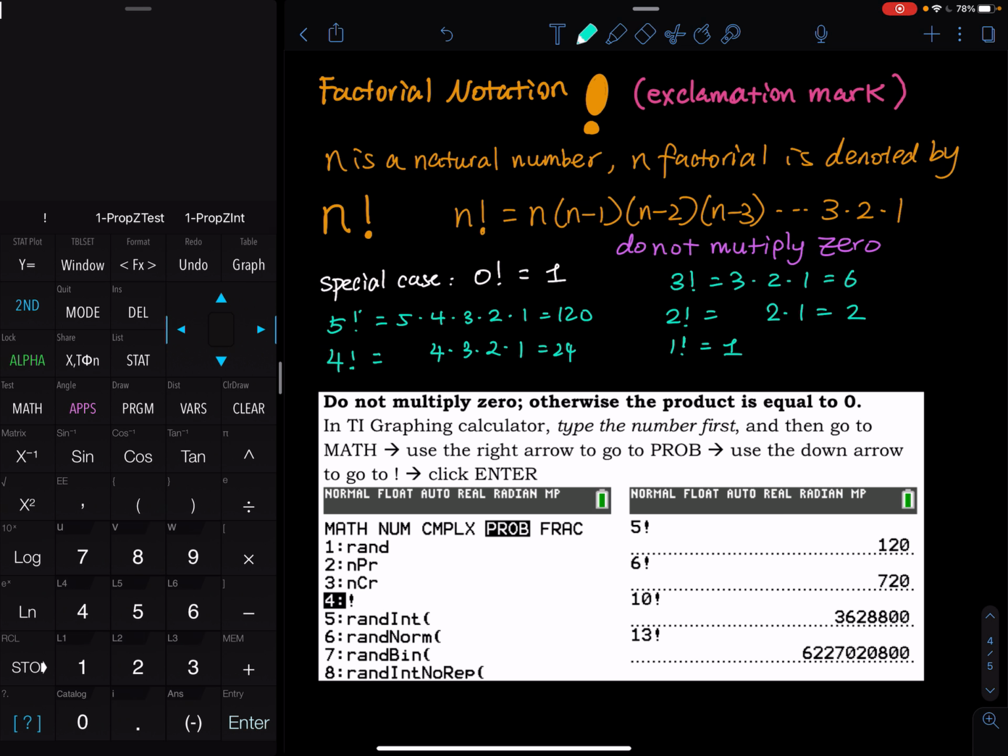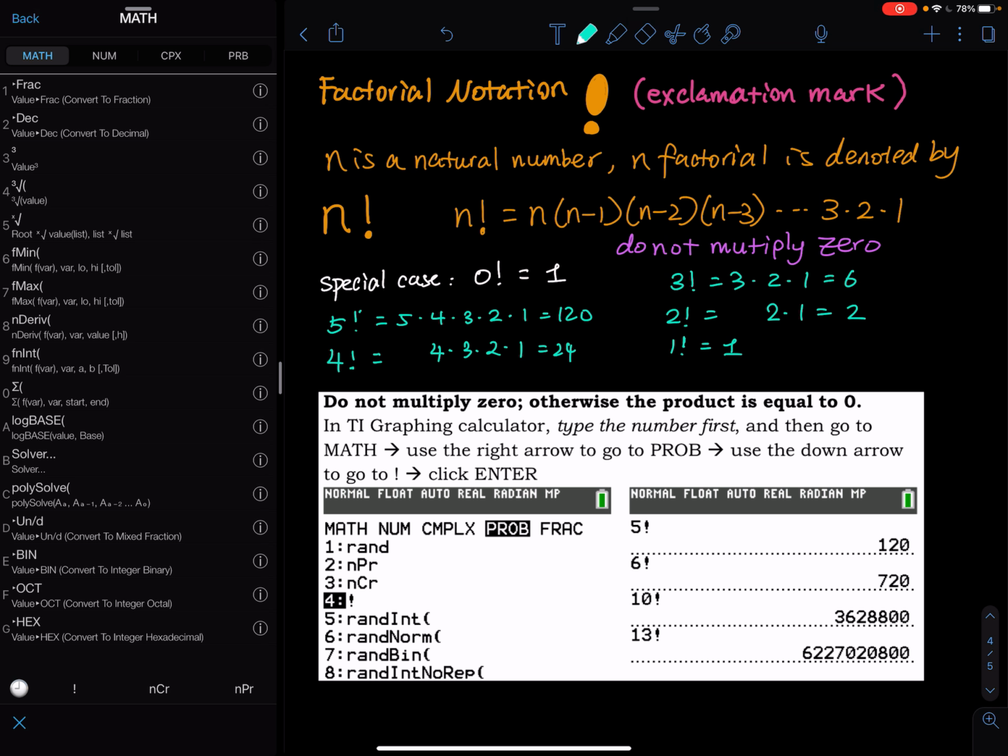On your TI84 calculator, you have to type a number first. Let's say you want to type 5 factorial, then you have to type 5. You type the number 5 on your calculator, and then you hit the math key. The math key is right below the alpha. You hit the math key, and then you use the right arrow to go to PRB. In my calculator, that is PRB. In your calculator, look at the screenshot, that should be PROB. So math, and then you go to PRB.